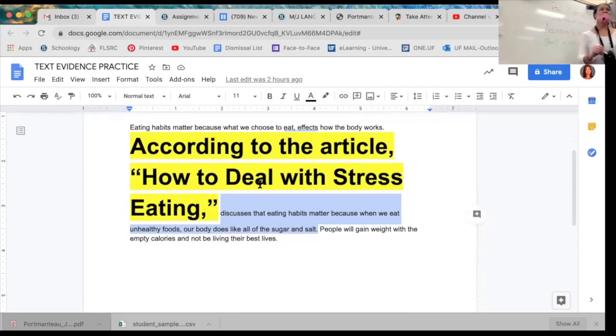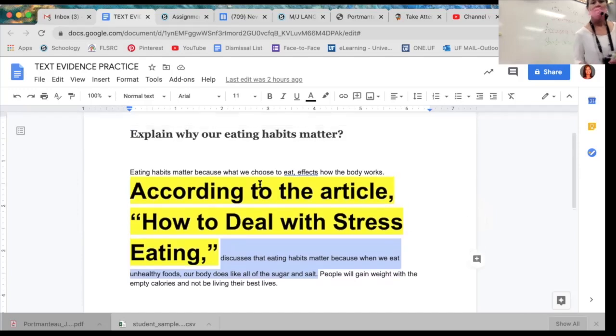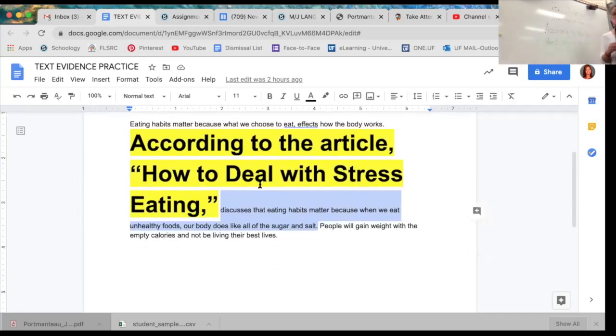And you need to do that with a complete sentence. We call it respecting the text. Okay? So I'm going to answer the question. The question was, why do our eating habits matter? So my first sentence: eating habits matter because what we choose to eat affects how the body works. So I answered the question in my very first sentence that is on my screen. I answered it right here in this sentence.